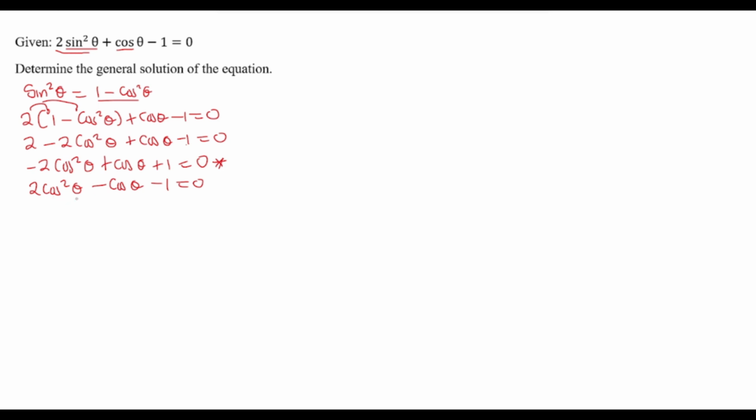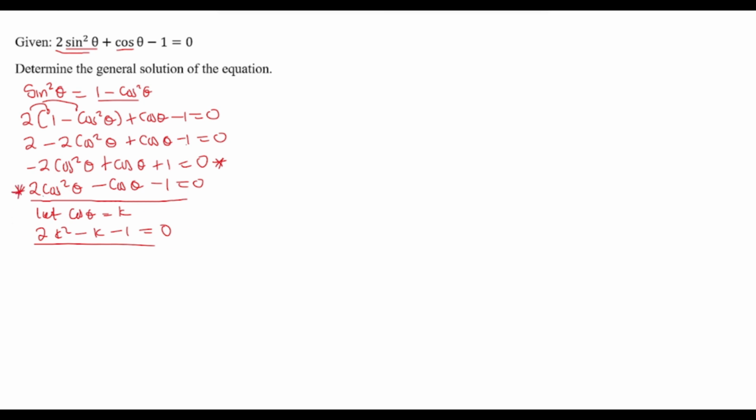From here, we have to factorize. If factorization is giving you problems, you can even use the quadratic formula to get your cos theta. Also, if this is confusing you, you can let cos theta be equal to k, and then it becomes 2k squared minus k minus 1 is equal to 0. People can factorize easily when it's like this. But if you can factorize like this, it's fine.